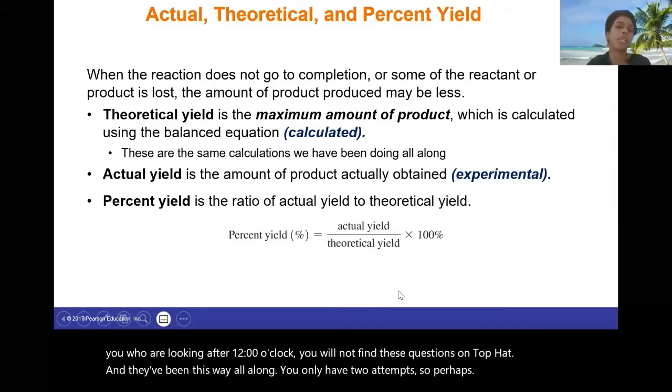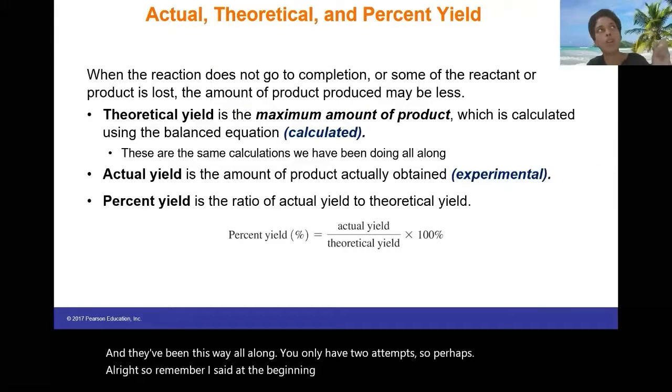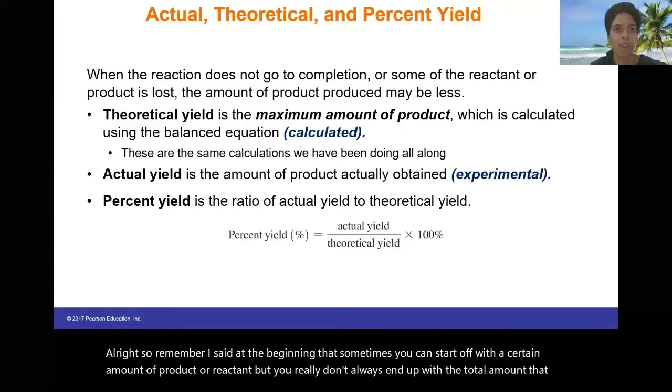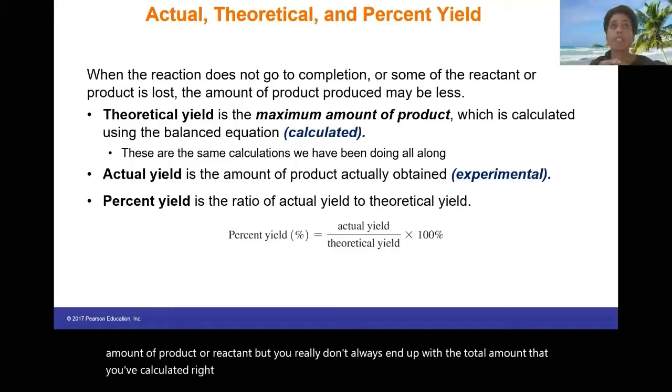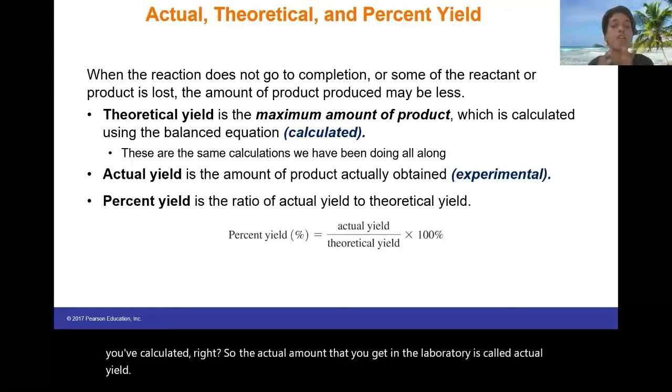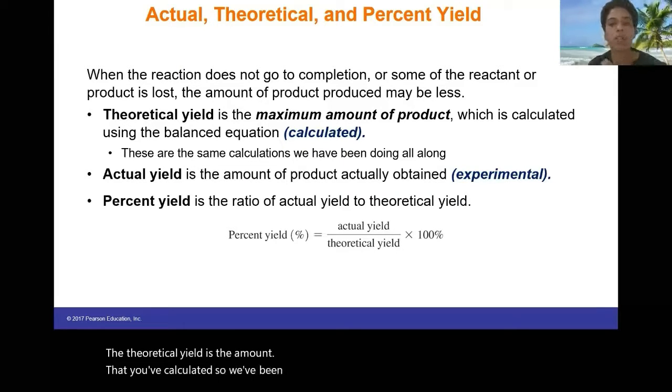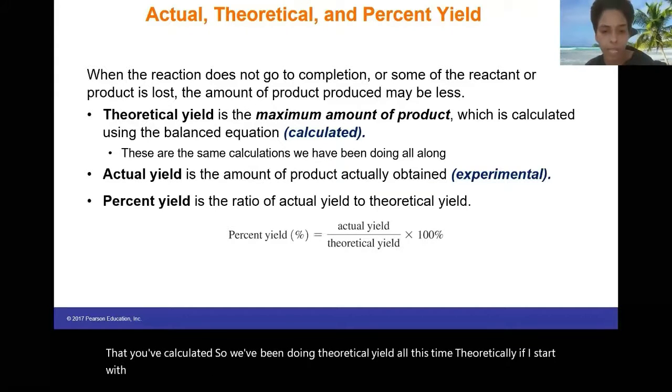Remember I said at the beginning that sometimes you can start off with a certain amount of reactant, but you really don't always end up with the total amount that you've calculated, right? So the actual amount that you get in the laboratory is called actual yield. The theoretical yield is the amount that you've calculated. So we've been doing theoretical yield all this time. Theoretically, if I start with this amount, how much do I get?